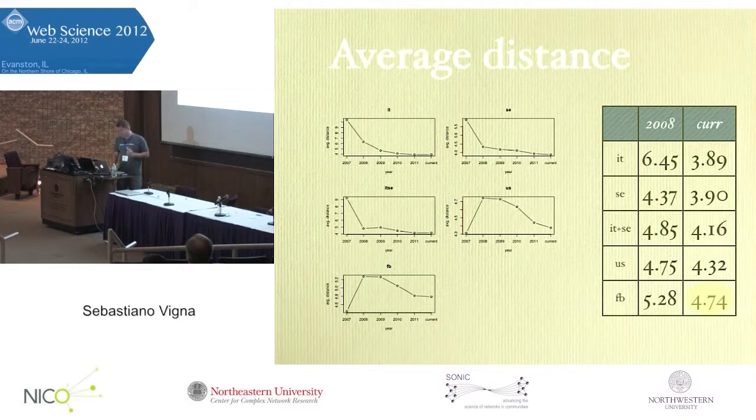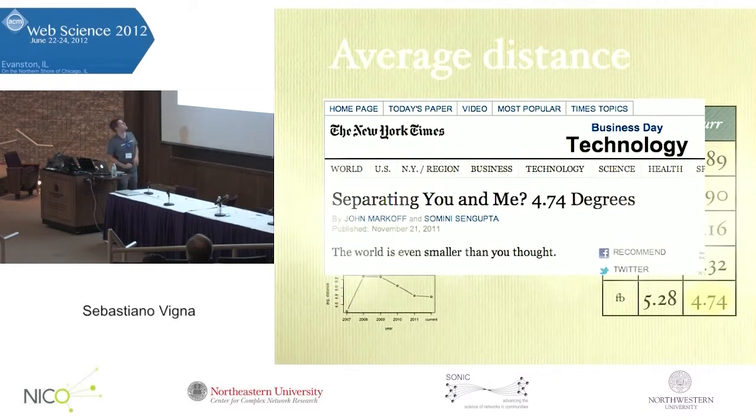And this must be well understood, because the New York Times was so nice to quote the number wrong, even in the paper edition. So no, it's not 4.74 degrees, it's 3.74 degrees. Well, what can you do? We tried our best, but unfortunately.